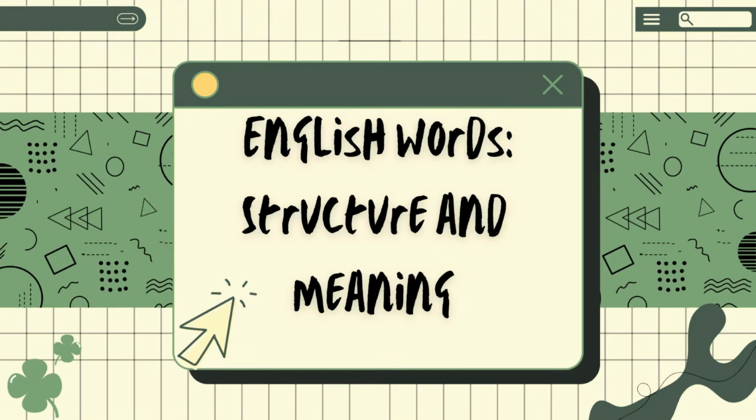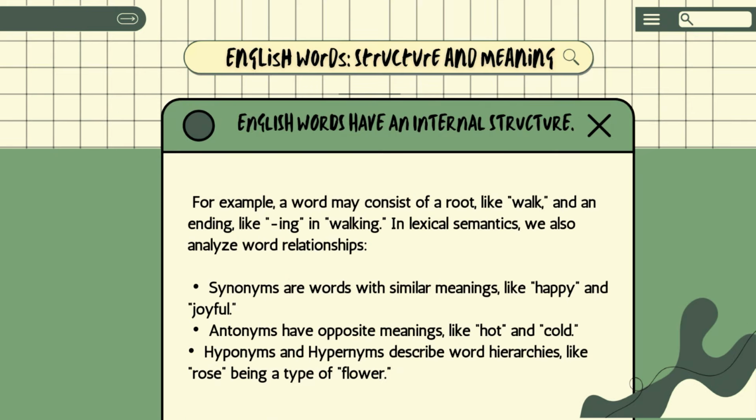Next, let us discuss English word structure and meaning. English words have an internal structure. For example, a word may consist of a root like walk and an ending like -ing in walking.